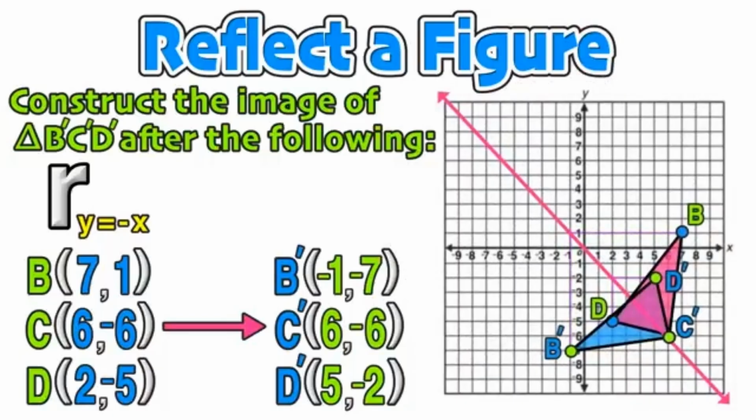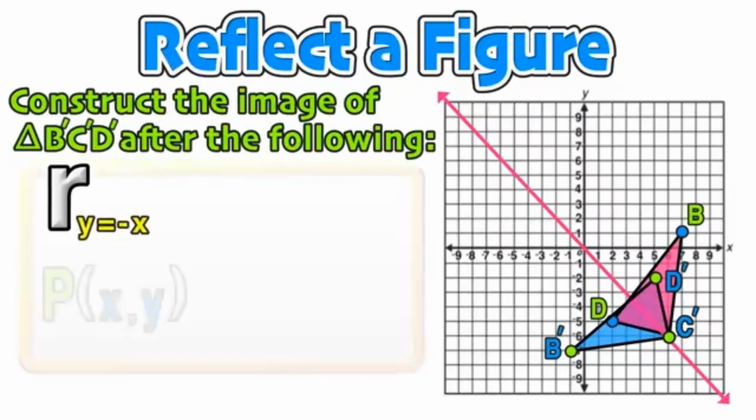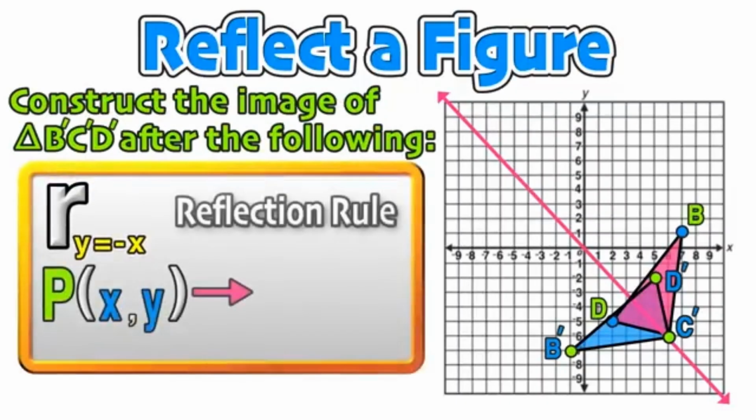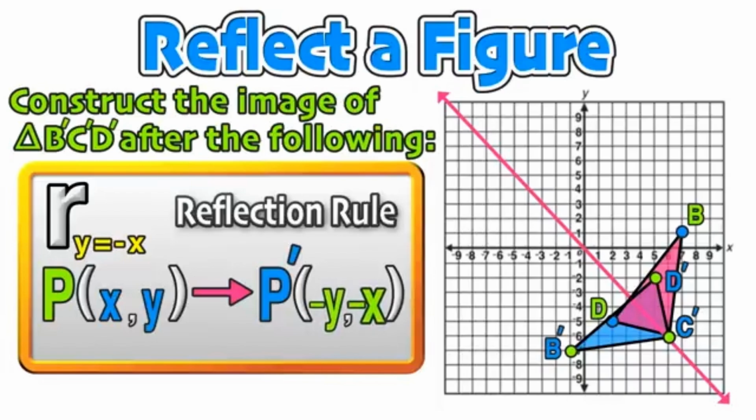Now we can compare the point B with coordinates 7, 1, and B prime at -1, -7. C remained unchanged, and D with coordinates 2, -5 goes to D prime 5, -2. If you notice for this relationship, when reflecting any point over the line y equals -x, the x and y values are switched and negated. So x, y becomes -y, -x.